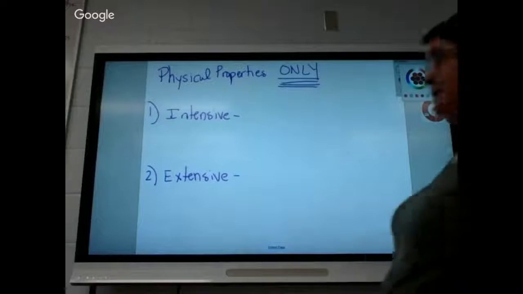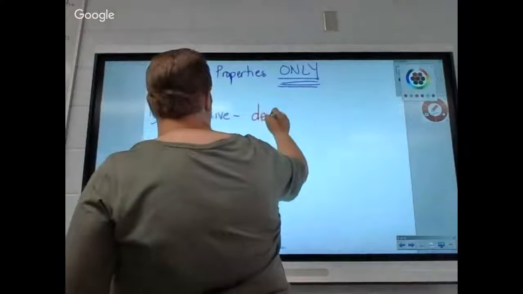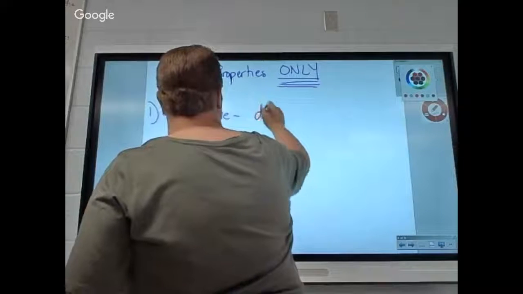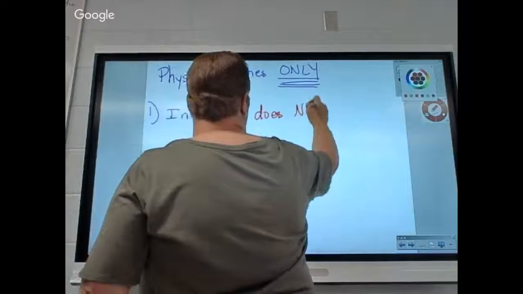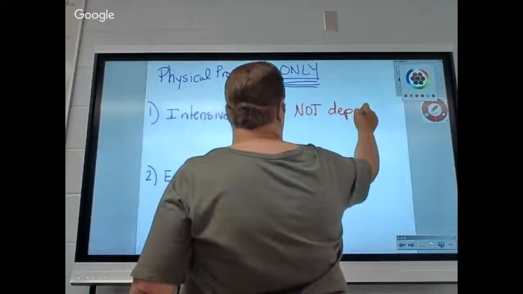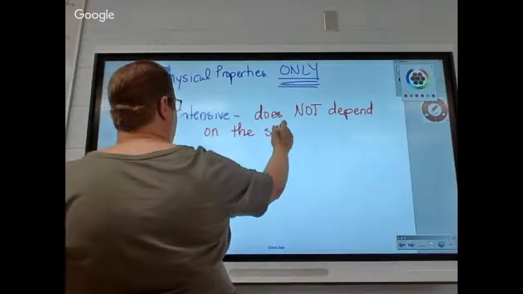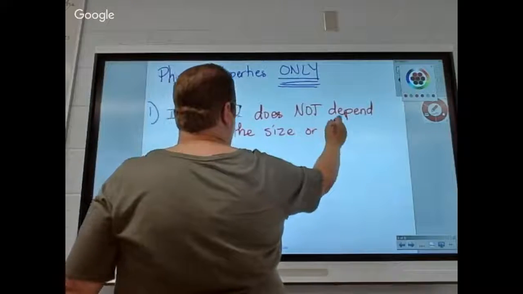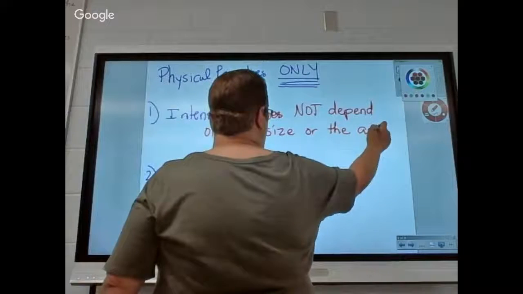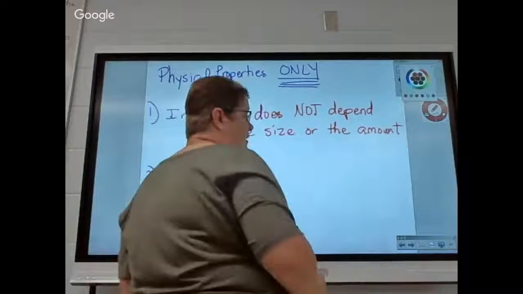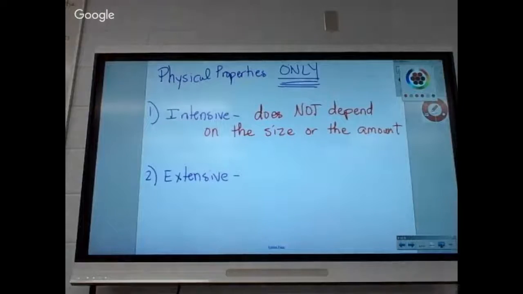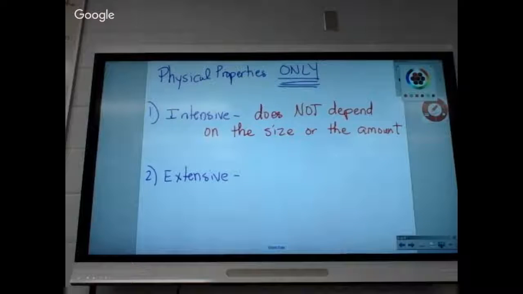So, intensive does not depend on the size or the amount. It means it would have that property regardless of how much you have. If you cut it into half, or if you cut it into thirds, it would still have that same property. It wouldn't change the property.